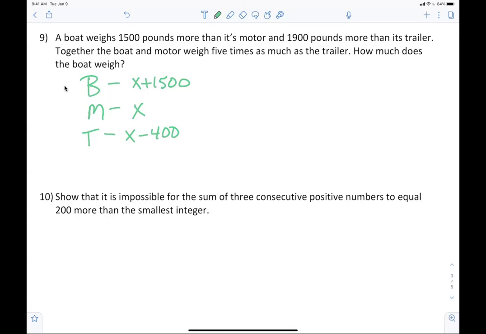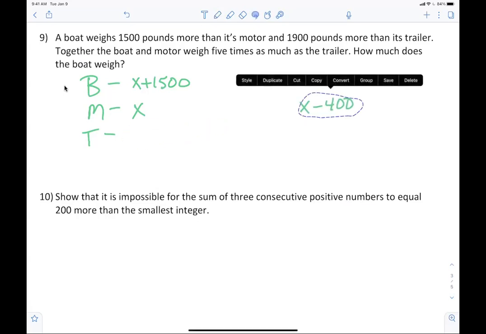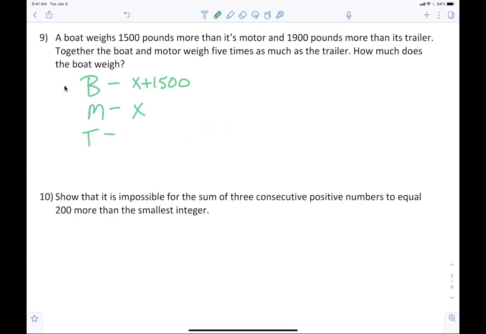Right. The boat weighs more than the trailer, 1,900 more. So basically what I want to show you is the boat weighed X plus 1,500. The trailer weighs 1,900 less than that, so minus 1,900. The trailer weighs less than the boat by 1,900 pounds. Does everybody agree with that? And then if I simplify this, this just becomes minus 400.